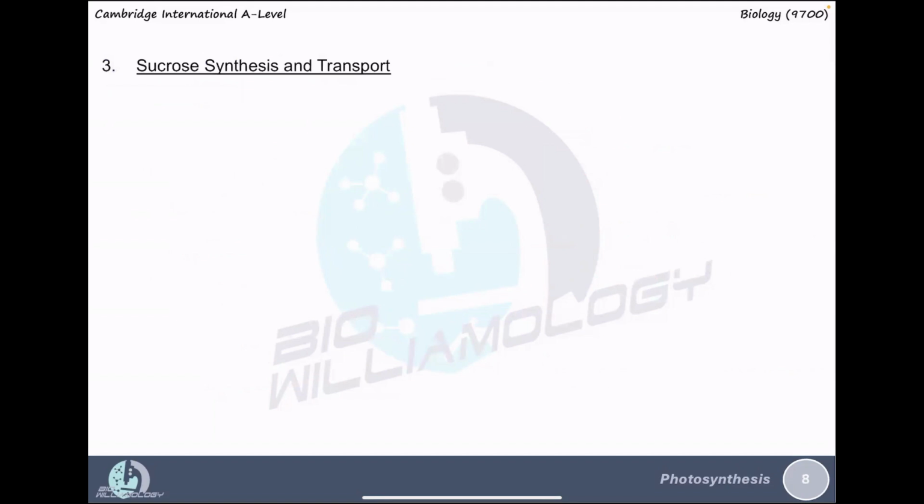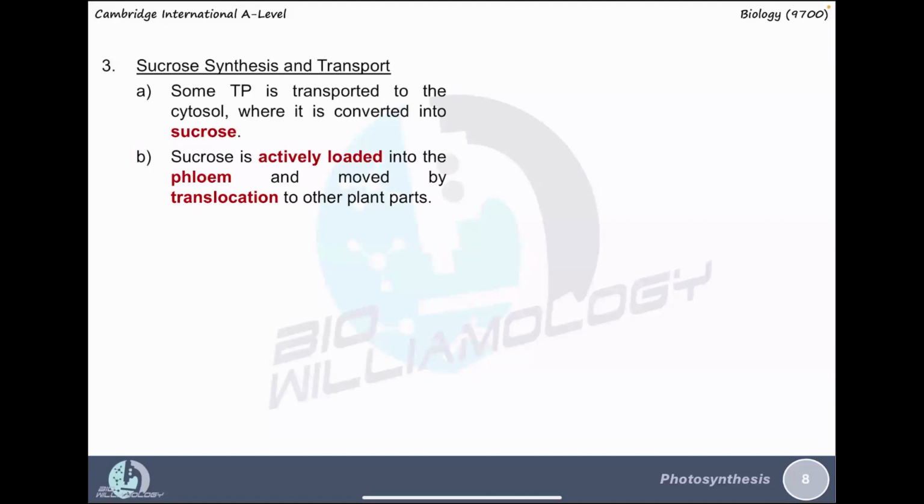Sucrose synthesis and transport. Some TP is transported to the cytoplasm where it is converted into sucrose, where 2 TP forms glucose, and glucose combined with fructose to form sucrose. And sucrose is actively loaded into the phloem and moved by translocation to other parts of the plant.